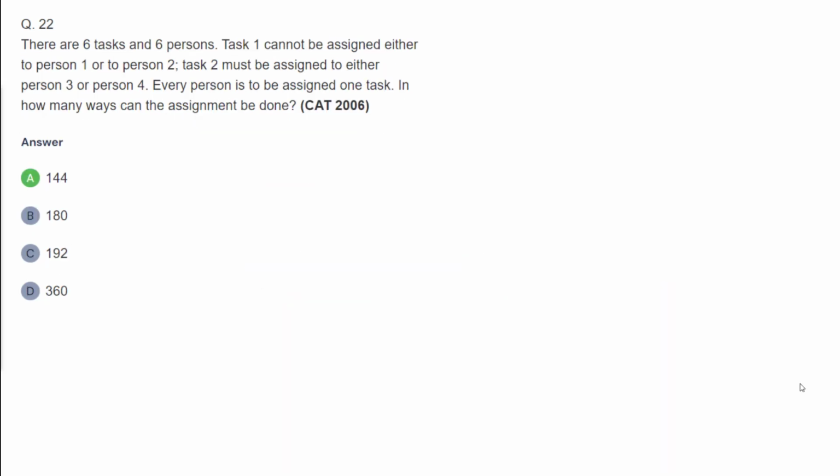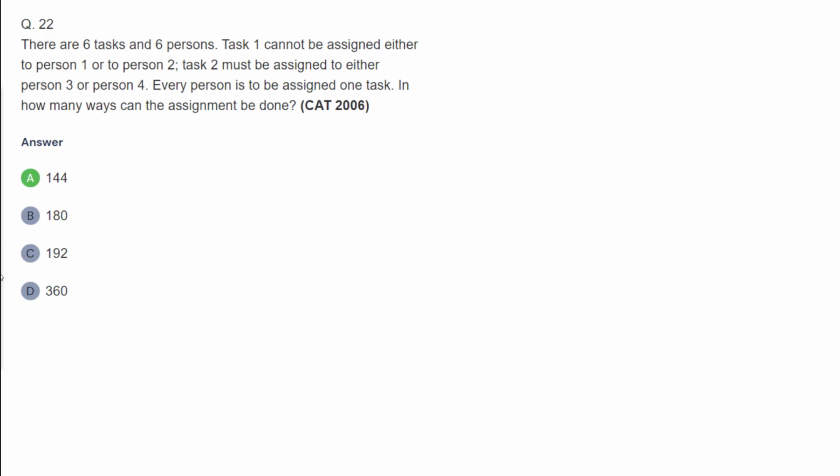The next is question number 22 from CAT 2006. There are 6 tasks and 6 persons. Task 1 cannot be assigned either to person 1 or person 2. Task 2 must be assigned to either person 3 or person 4. Every person is to be assigned one task. In how many ways can we do this?